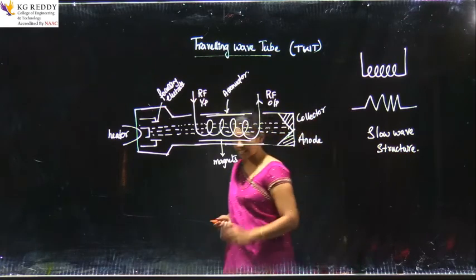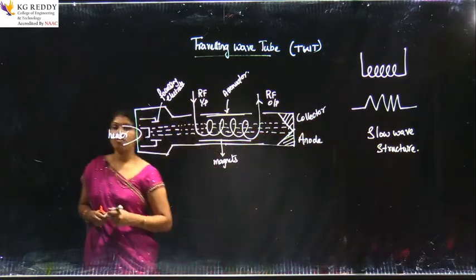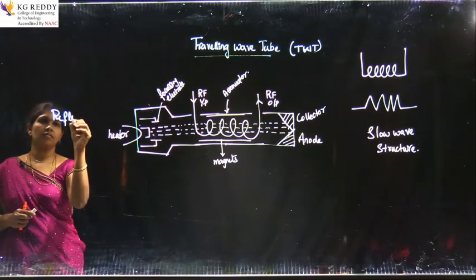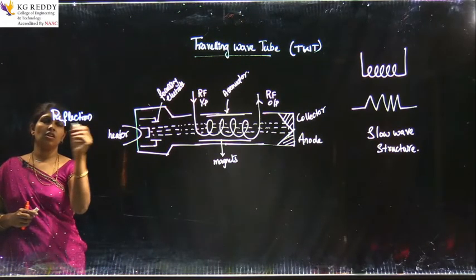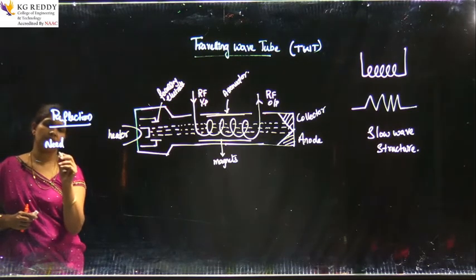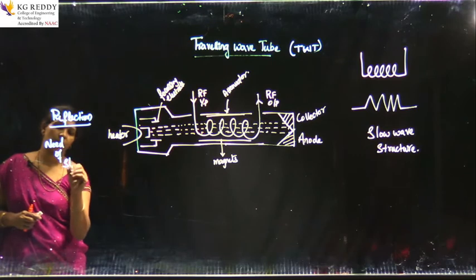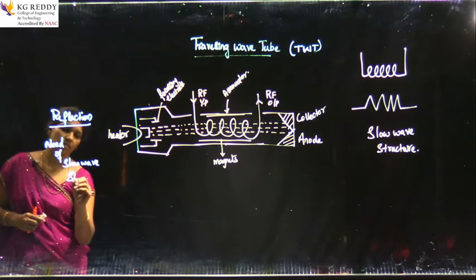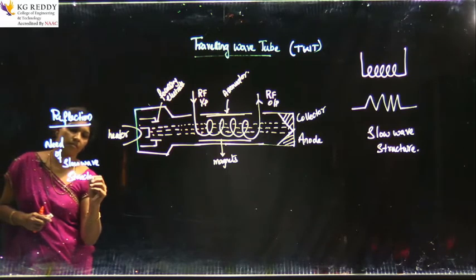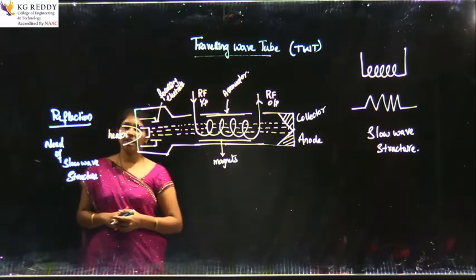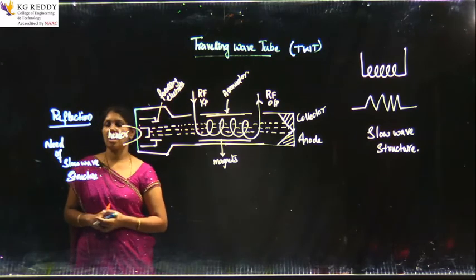Now the reflection spot. I want to ask a question. What is the need of slow wave structure? The need of slow wave structure in TWT. Please think and answer this question.